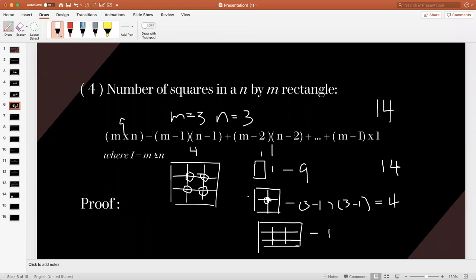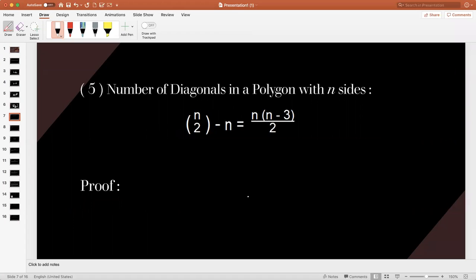Because if we expand the grid to a 5 by 10 grid, it takes way too long to go through every single casework, when we could just plug it into this formula and quickly find the answer. So on to our fifth one. The number of diagonals in a polygon with n sides is n choose 2 minus n, which is also the same as n times (n minus 3) divided by 2.